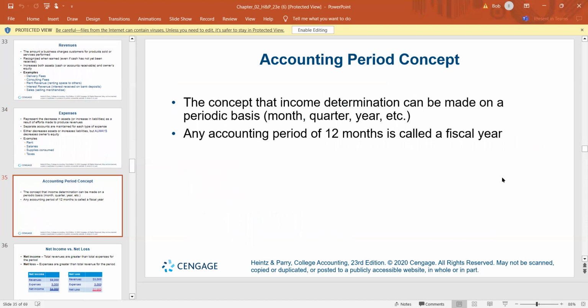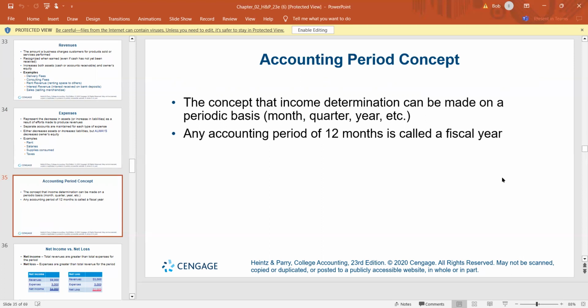Here's a question that pops up on the test once in a while. The concept that income determination can be made on what's called a periodic basis. Any accounting period of 12 months is called a fiscal year. It's just the concept that any business can be broken down into 1 month and then analyzed to come up with the operating results for that particular month or quarter, 3 months, or a year.